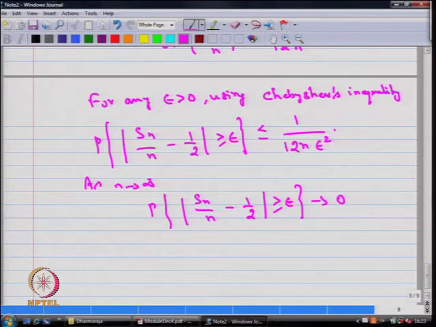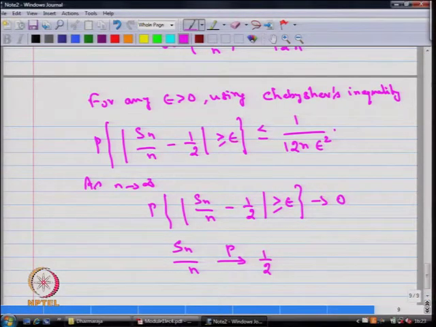That is nothing but Sn by n tends to the value 1 by 2, and this convergence takes place in probability. The sequence of random variables Sn by n converges to 1 by 2 in probability.